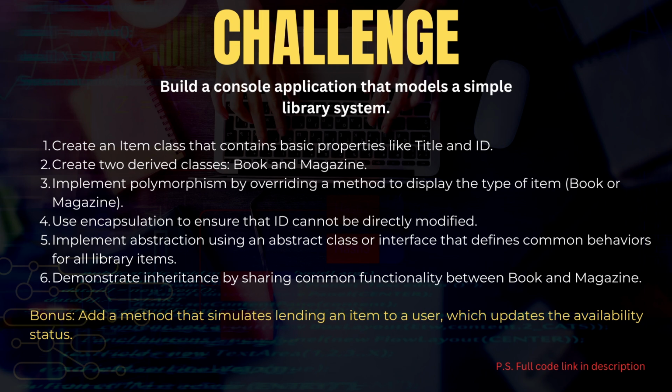Use encapsulation to ensure that ID cannot be directly modified. Implement abstraction using an abstract class or interface that defines common behaviors for all library items. Demonstrate inheritance by sharing common functionality between Book and Magazine. Bonus. Add a method that simulates lending an item to a user, which updates the availability status.